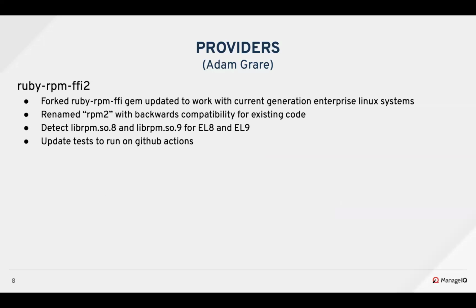And also this sprint, we forked the Ruby RPM FFI gem as it was something we were looking to use for SmartState, but was not being updated by its core maintainer. So we did some quality of life upgrades and brought it up to some of the newer systems, so it'll work on EL7, 8, and 9 now. We renamed the gem to RPM2, but backwards compatibility will still work if you had existing code using it. And we updated tests to run on GitHub Actions as they were previously on Travis. And there's a new release of 0.1.0, which will include all of these updates.